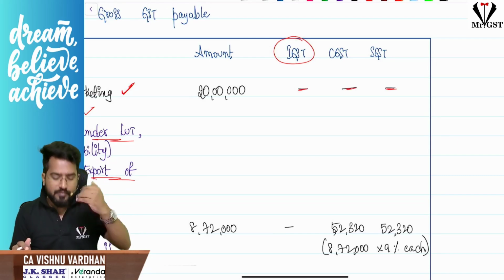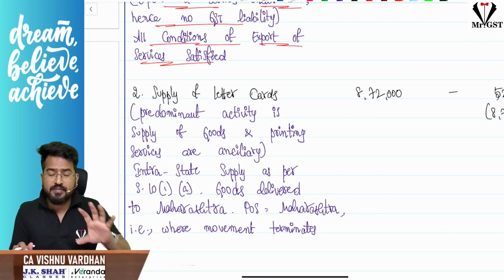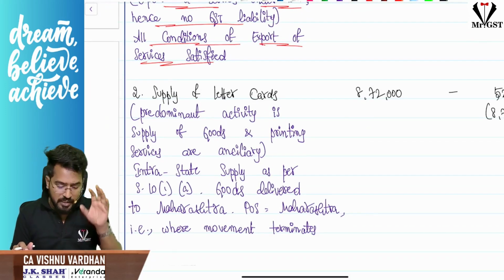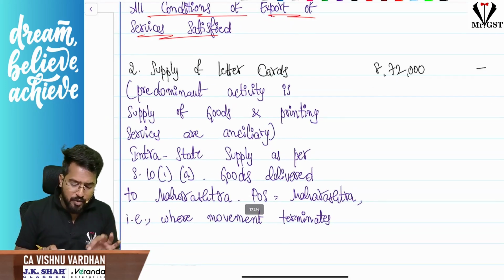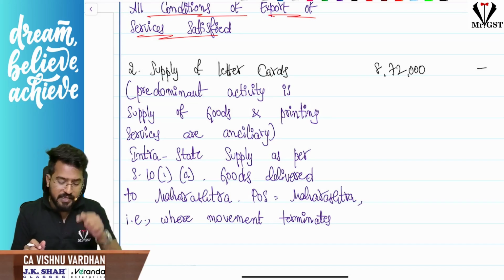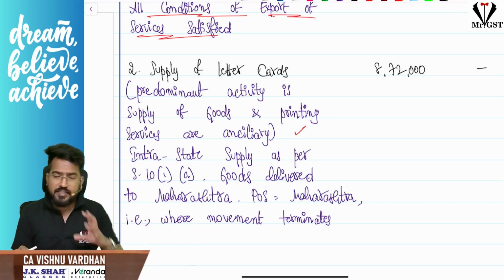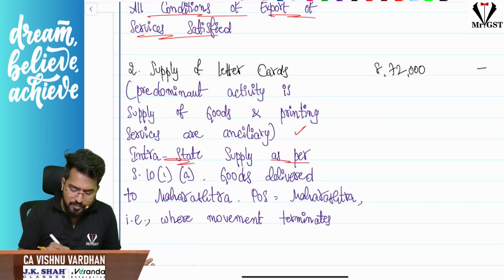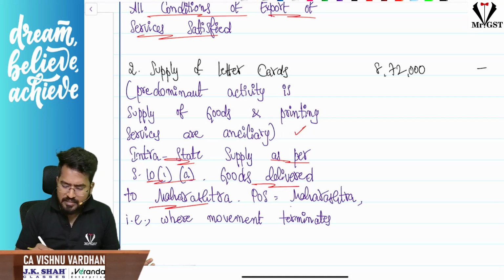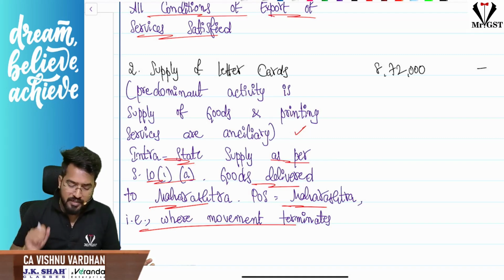Enough. Second entry: I have written only two things for you to understand, so don't worry. Second one, supply of letter cards. Sir, this is the predominant activity, supply of goods, as we have discussed, and printing is just ancillary to that. In simple words I have written; you can elaborate in the exam to the extent you are comfortable. This is intrastate supply as per 10(1)(a): goods are delivered to Maharashtra, so the place of supply is Maharashtra, where movement terminates. Regarding intrastate or interstate, give your reasoning.